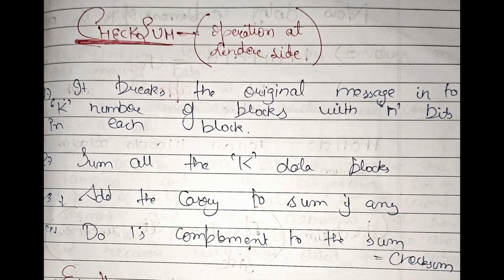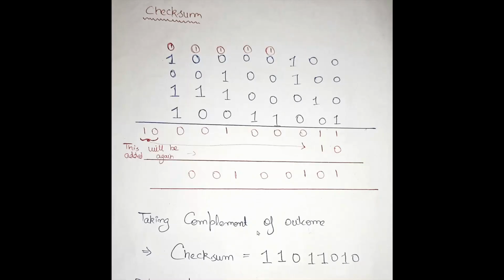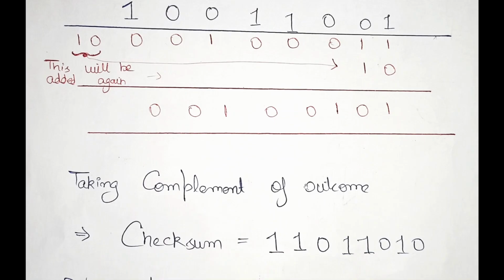The last step says do the complement. So taking the complement of the outcome, wherever you see 0, convert that to 1. Wherever you see 1, convert that to 0. After doing so, you are going to get 1 1 0 1 1 0 1 0. Whatever you get after converting the zeros into ones and ones into zeros, that is going to be your checksum.